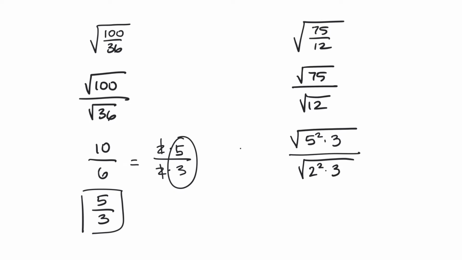And so we've got two perfect squares. We've got this one, a perfect square, and we've got this one. So that we can take the square root of both of these.